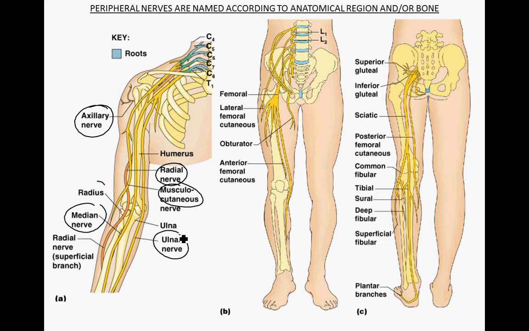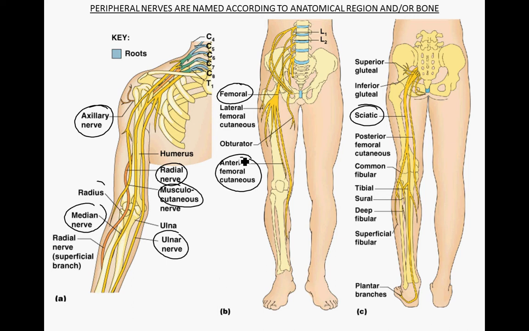So in the leg, we will of course be worried here about the sciatic nerve, right? But we can also identify the femoral nerve. It is a rather large one. And again, this is on the anterior side, and then the anterior femoral cutaneous.